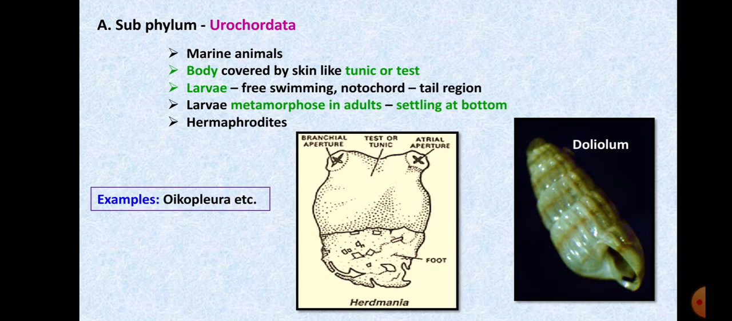But when this metamorphosis takes place, when they go and settle down at the bottom, okay, you do not find them in the surface waters. And they are hermaphrodites. Okay, hermaphrodites we have studied. Both the sexes sometimes are present in the same single body of the organism.